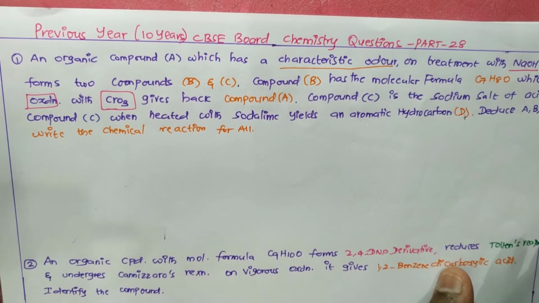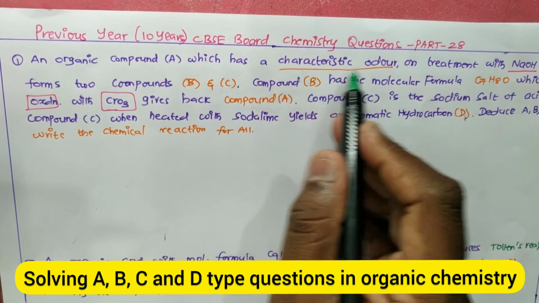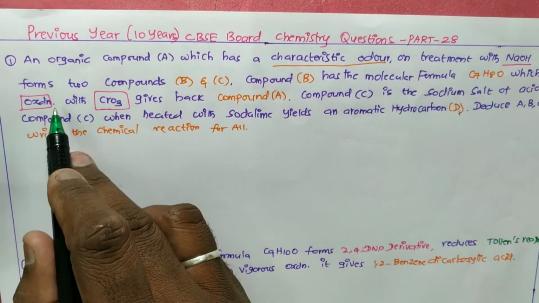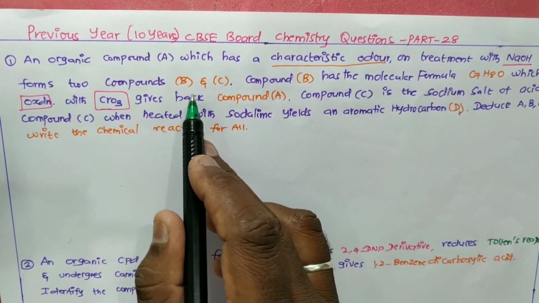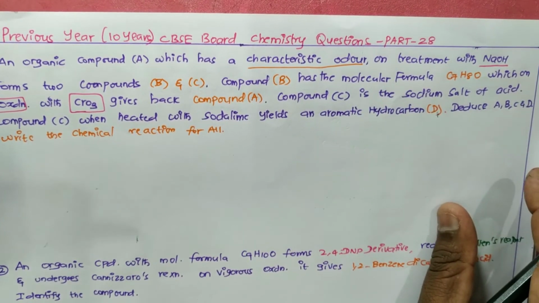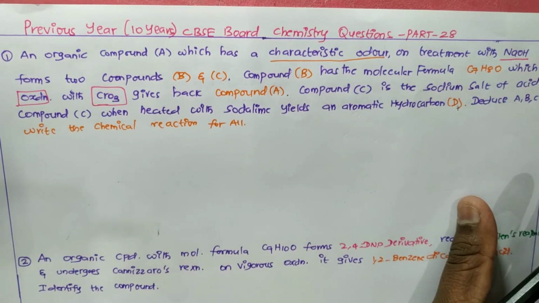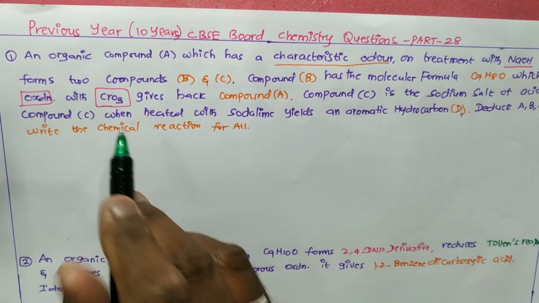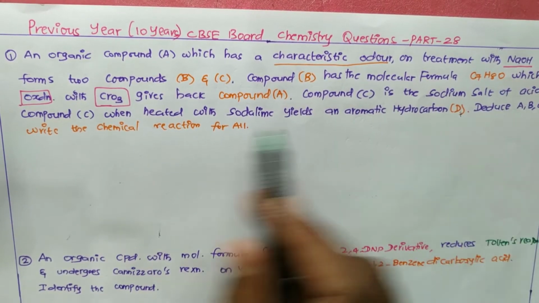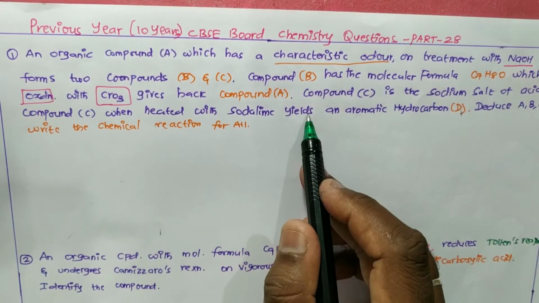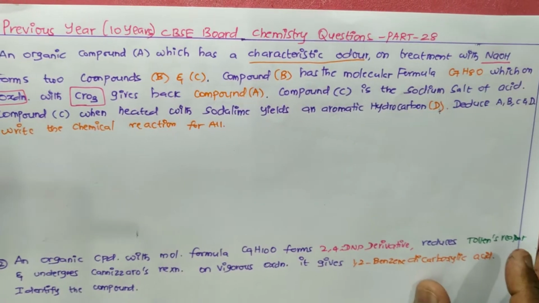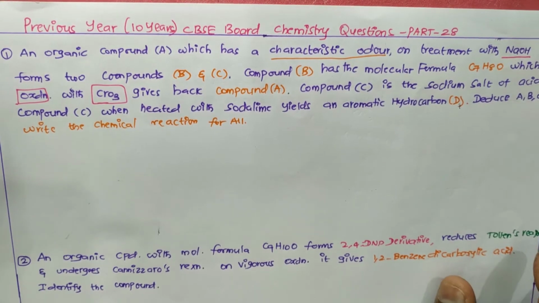Here the organic compound A has a characteristic odor. So that's the first clue. On treating with sodium hydroxide it forms two compounds, B and C. Compound B has a molecular formula C7H8O, which on oxidation with chromic acid gives back compound A. Compound C is a sodium salt of an acid, and compound C when heated with soda lime yields an aromatic hydrocarbon D. Deduce A, B, C, D and write the chemical reactions for all.